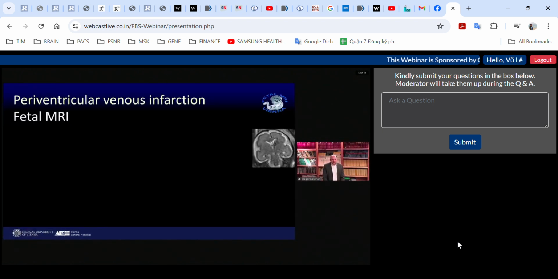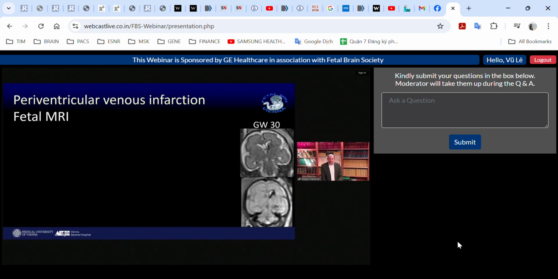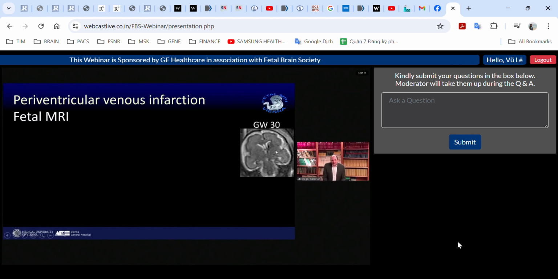And that's what we need to translate also to the prenatal field as well. I give you, in this case, 30 weeks. You see that there's a dark spot here. Well, you could say there is some little hemorrhage there. You see also that there is asymmetry of the ventricles. This ventricle here is larger. So think about the proposed outcome here.